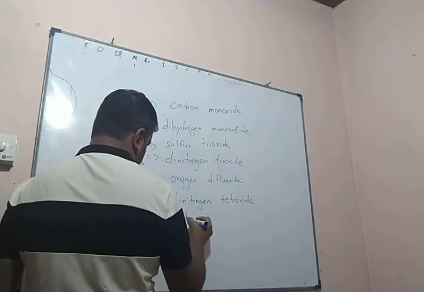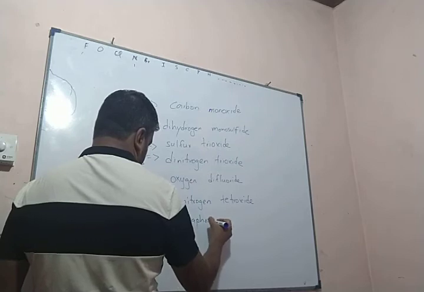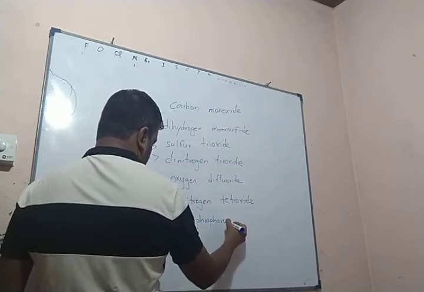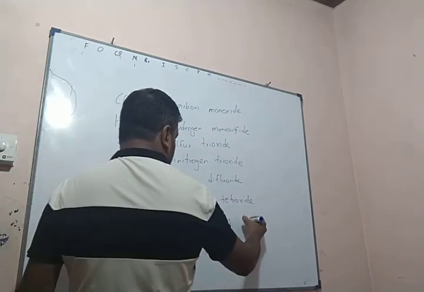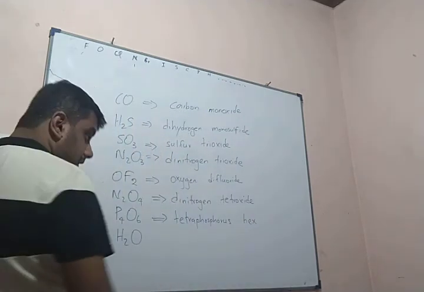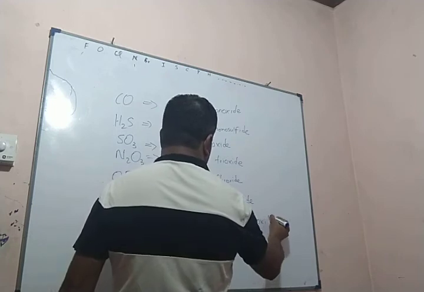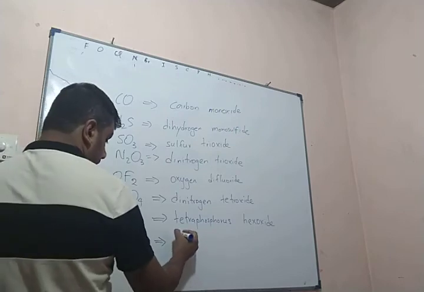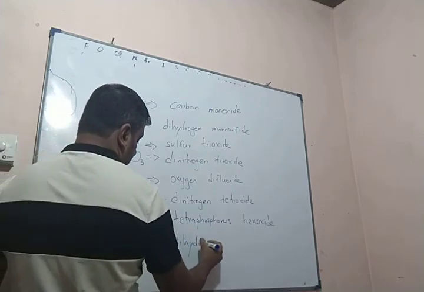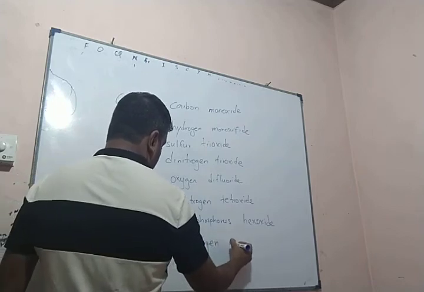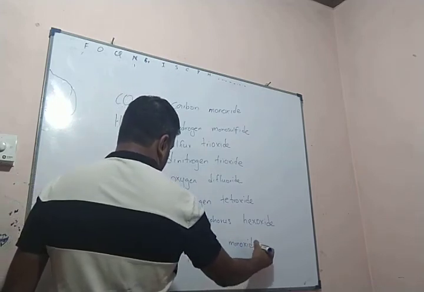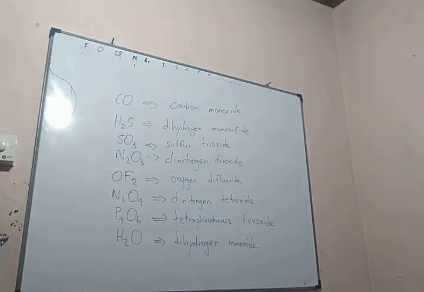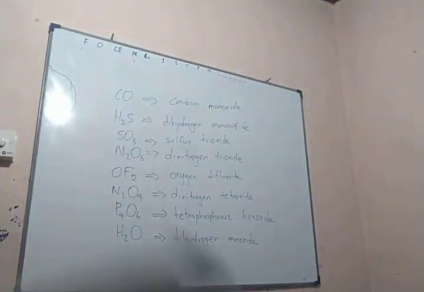What's the name? Tetraphosphorus hexoxide. Hexoxide. Dihydrogen monoxide. Right? Dihydrogen monoxide. Okay. I have written all. I have given all.